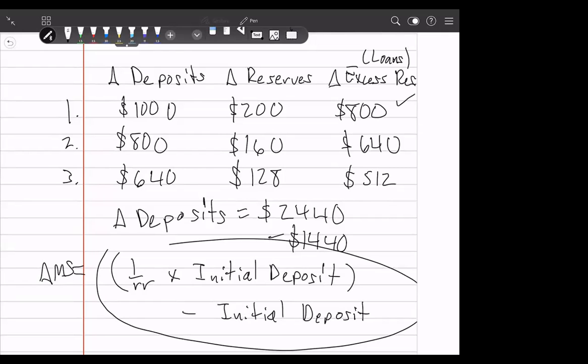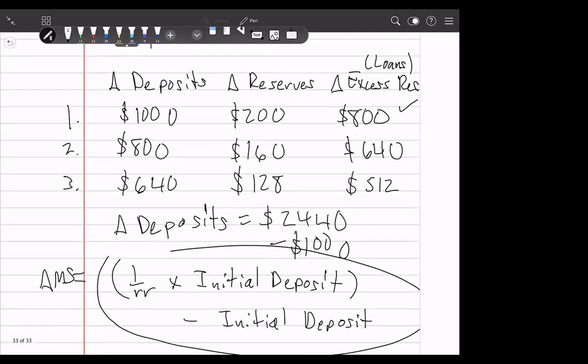Christopher? Should it not be? Oh, yeah. Sorry, thank you. It's $1,000 here. And so if it was like the Treasury buying bonds or something, that would not be minus the initial deposit. Perfect. That's exactly what I'm looking for. That's the one thing we wanted to get.